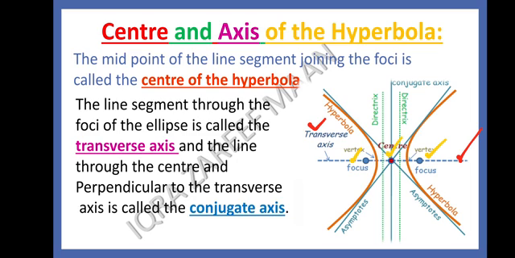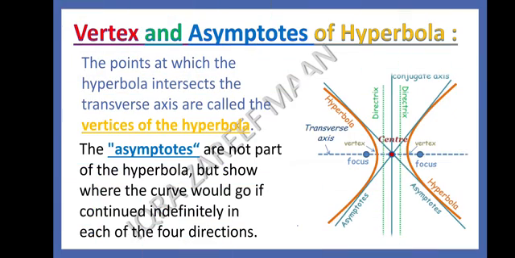And the second axis, called the conjugate axis, passes through the center and is perpendicular to the transverse axis. This axis is called the conjugate axis. Vertex and asymptotes of hyperbola.